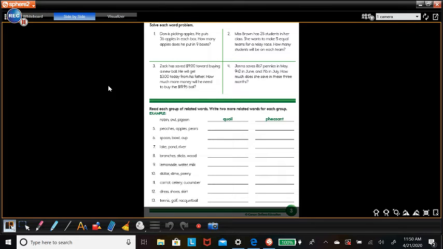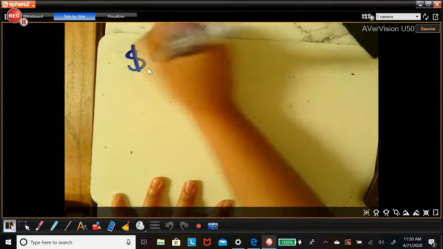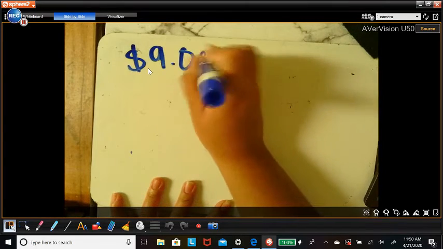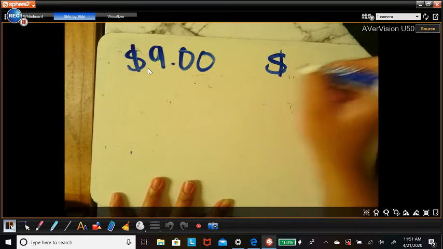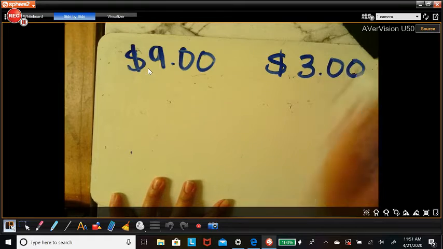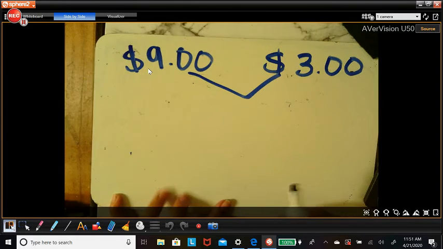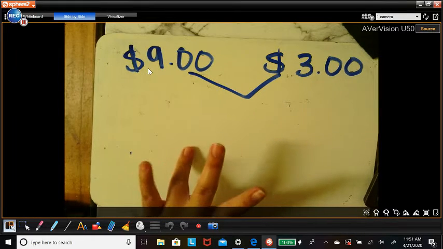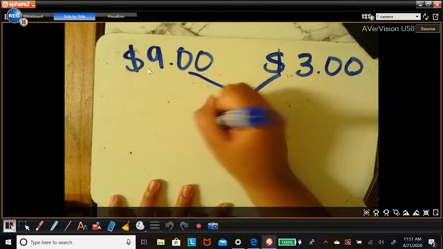Number 3. Zach has saved $9 toward buying a new ball. He will get $3 today from his father. How much more money will he need to buy the $19.95 ball? So let me write all that information. So he has $9. He's going to get $3 today. How much money does he have? 9, 10, 11, 12. $12.